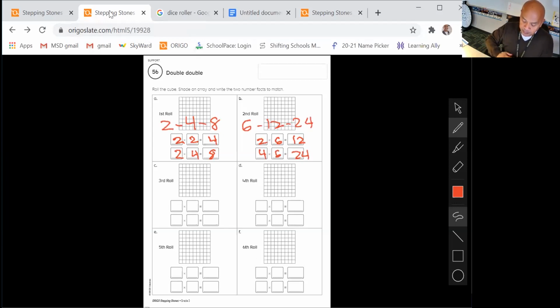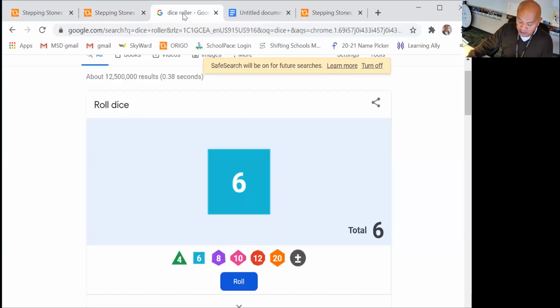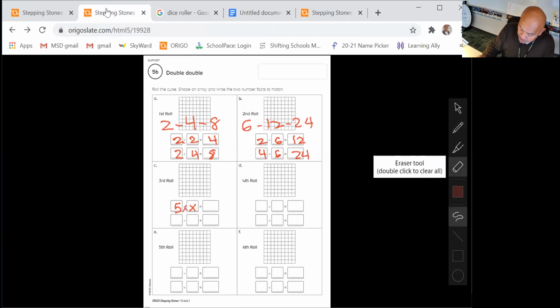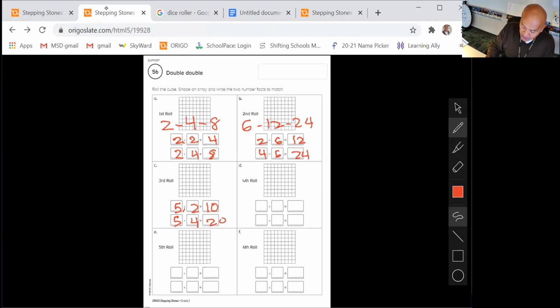Okay, let's do one more. And we'll do the double double method again. Let's go back to our dice roller. And 5. All right. So that is going to be 5 times, oops, there's already times there. Let me erase all this, guys. Sorry about that. Okay. So 5 times 2, double 5, what do you get? 10. But 5 times 4, you double the 10, what do you get? That's 20. That was easy, I like that. But let's go ahead and write it down. So 5, double 5, you get 10. Double 10, you get 20, okay?